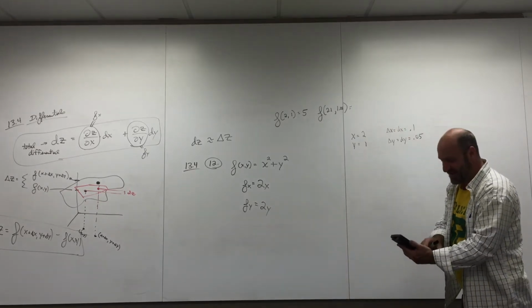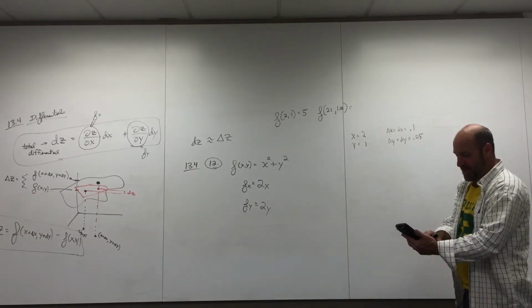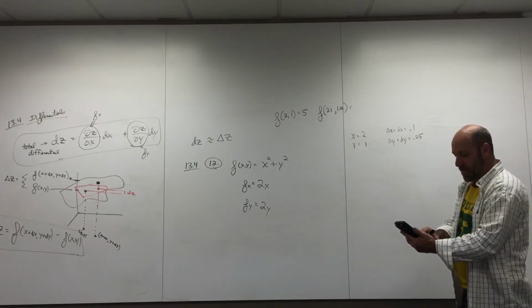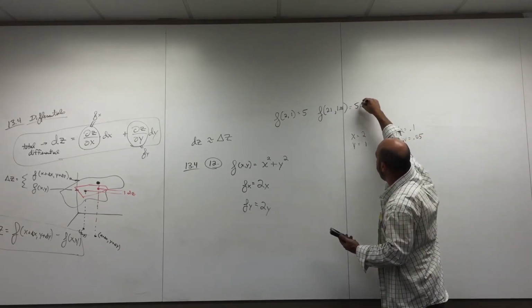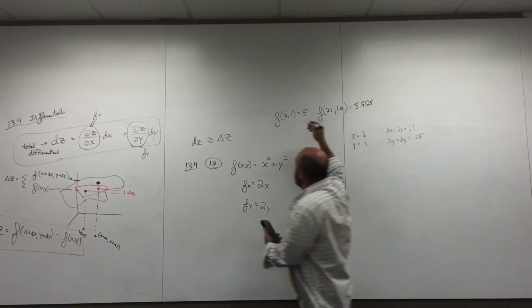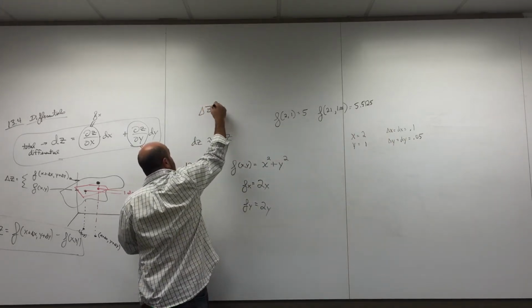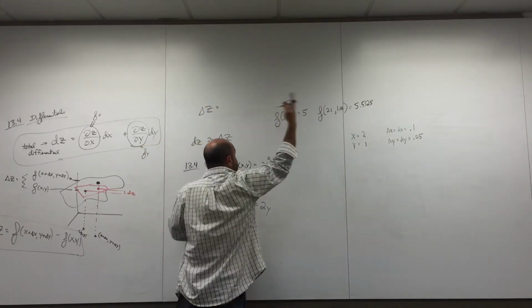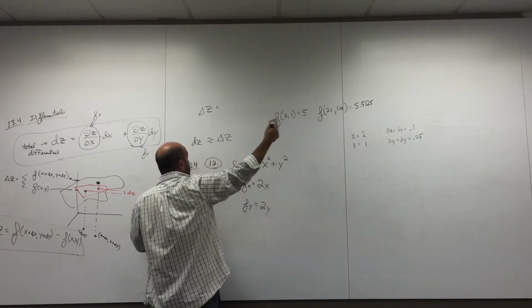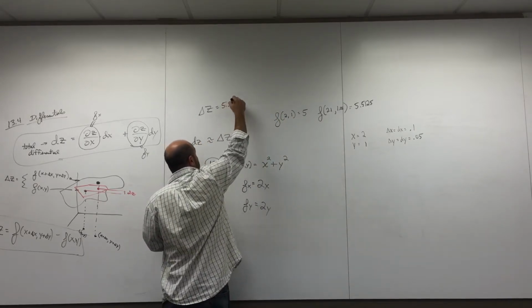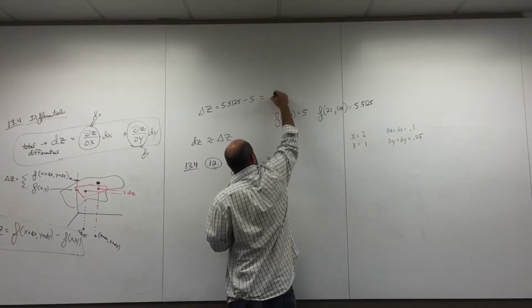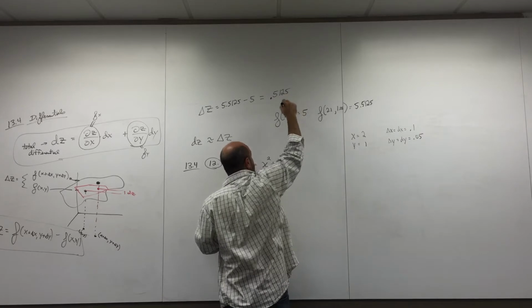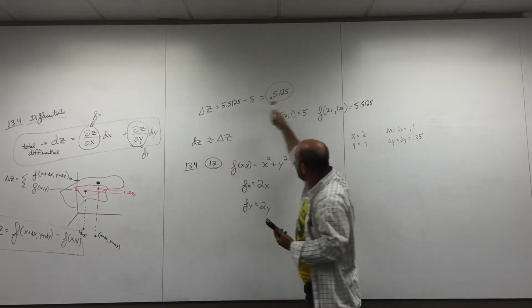I got 5.5125. Okay. 5.5125. And so the actual change in z would be the second one minus the first one. I hope that's clear. 5.5125 minus the 5 would be 0.5125. Awesome. That's the actual change in z.